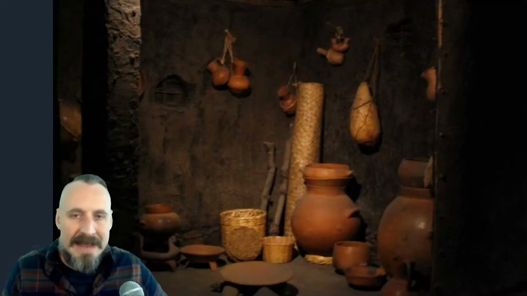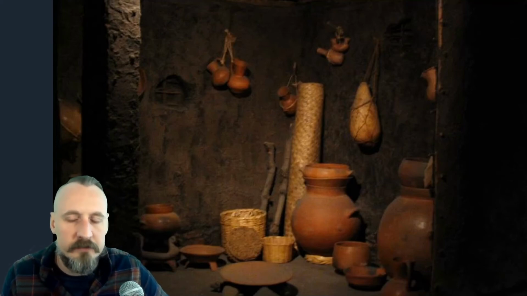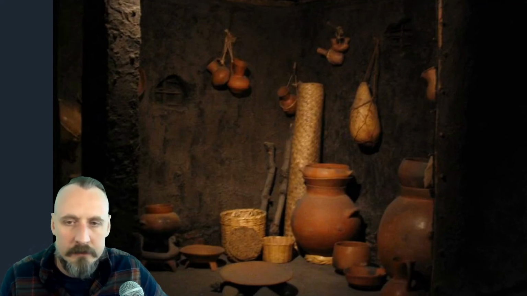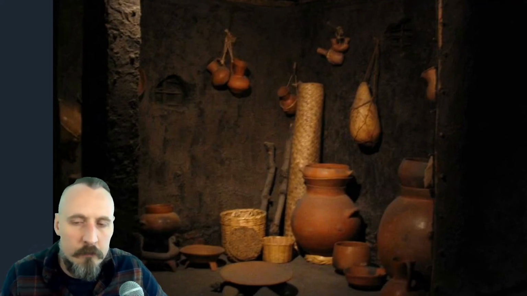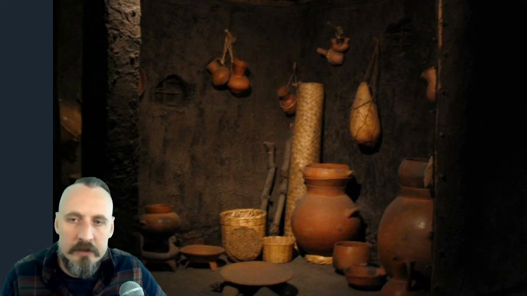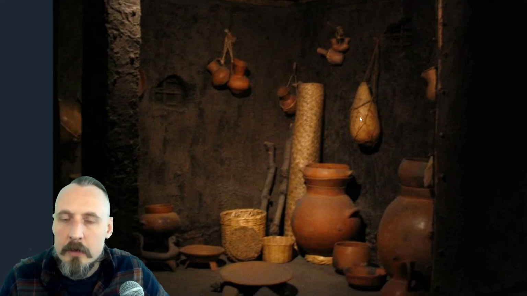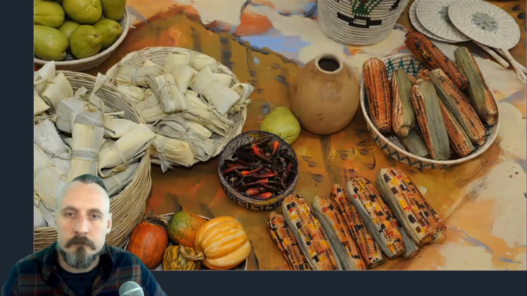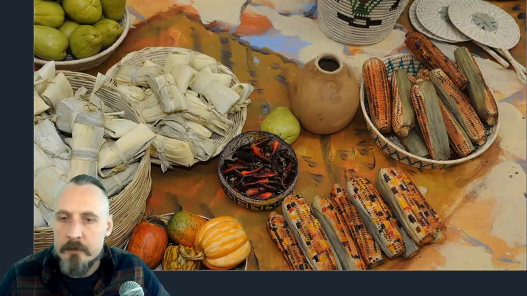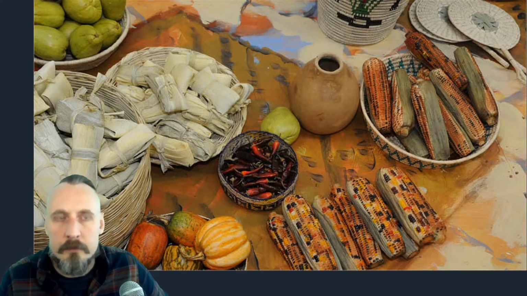Inside, they had an elaborate understanding of pottery creation, so creating vessels out of clay and then baking them for hardness and durability, as well as incredible weaving of baskets and different types of containers. And you can see also, I think that's a large gourd container up here that was used as well. Here's some maize and other food items from the Mayan or from the Aztec market.